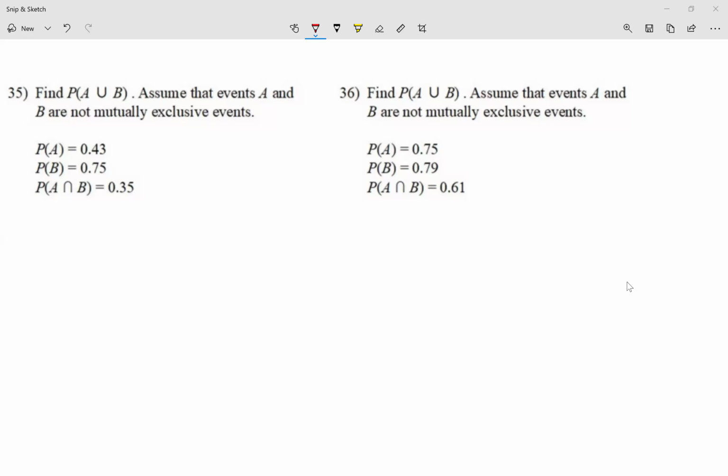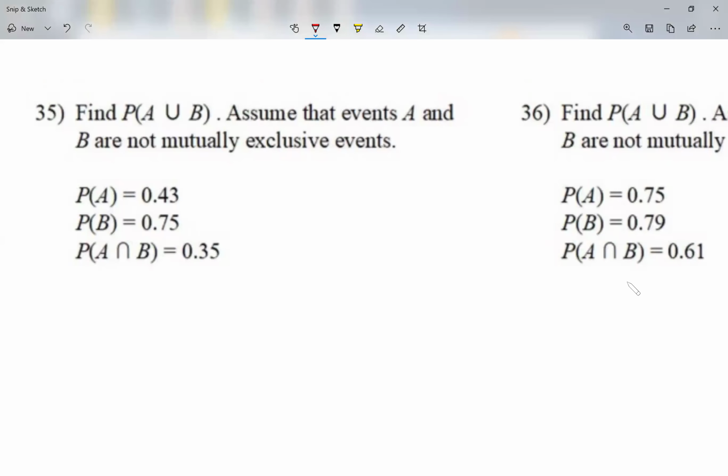Okay, for our last lecture of this unit, let me take a look at questions 35 through 40. So find the probability of A union B. I asked for probability. That P front means probability. Because I said probability, I'm expecting one of my answers to be between 0 and 1. So I'm expecting a decimal number.